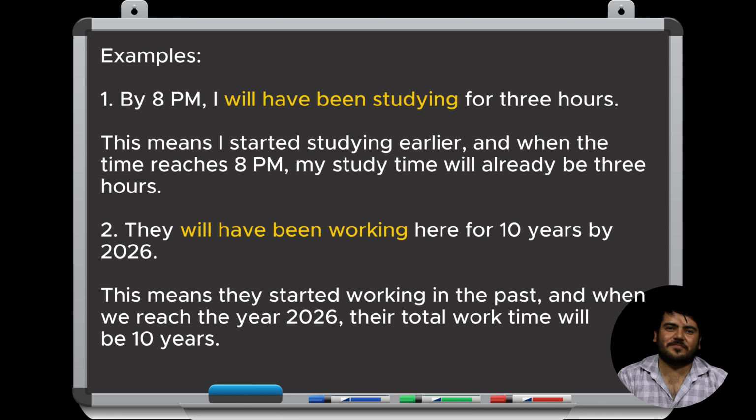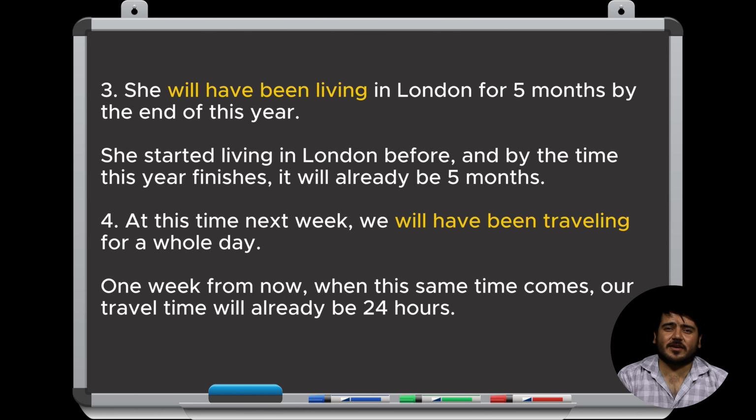be 10 years. She'll have been living in London for 5 months by the end of this year. She started living in London before, and by the time this year finishes, it will already be 5 months. At this time next week, we'll have been traveling for a whole day. One week from now, when this same time comes, our travel time will already be 24 hours.